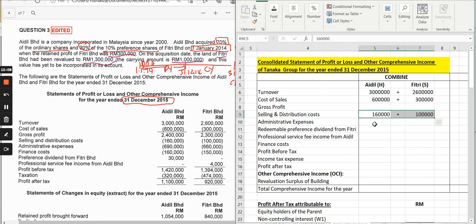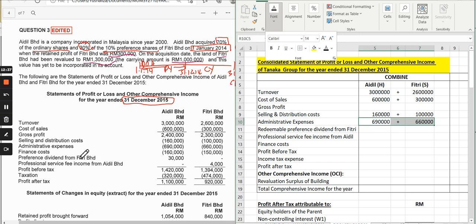You will be doing the same for the expenses. Just add the 2 expenses of the parent with the one of the subsidiary. And the item that you have, the next one is the finance cost, but I have somehow rearranged. I put the finance cost right before the profit before tax because that is supposed to be after the operating profit. And you have one item here, preference dividend from Fitri.